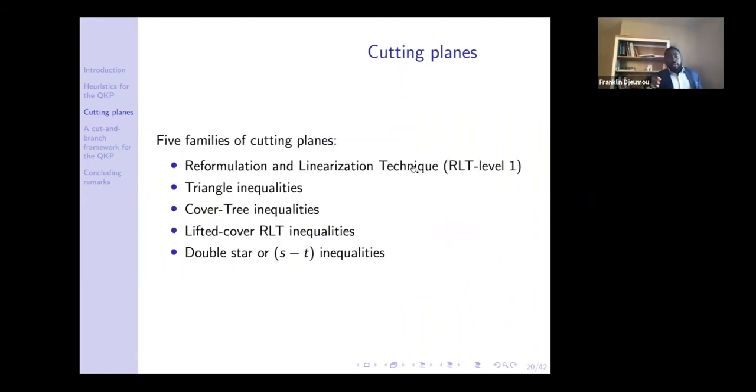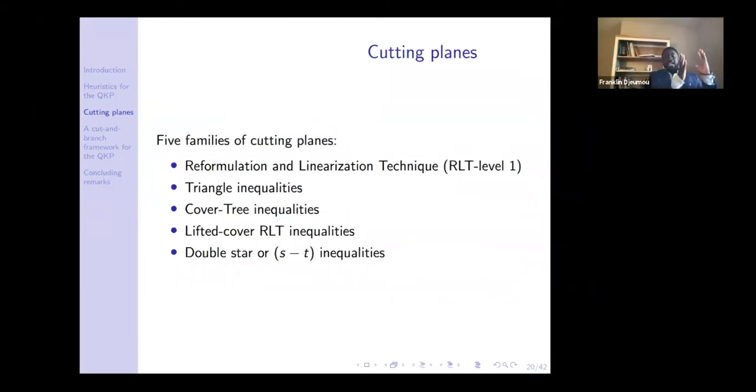In our research, we investigated some families of cutting planes, and we found that some of them were much more promising. One very promising one was the RLT cutting planes obtained from the RLT technique, the reformulation and linearization technique, from Adams and Sherali. We also have the triangle inequalities from Padberg. And we also have cover inequalities. Cover inequalities come from the merge of two different kinds of inequalities.